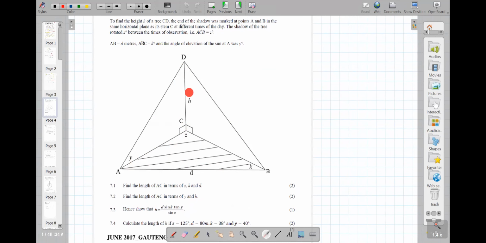See, it says that there's a tree, CD, so D is the top of the tree, and the shadow was marked at points A and B in the same horizontal plane. So from C, AB will be the shadow at different times of the day. The shadow of the tree rotated Z degrees between, so that angle is Z for the rotation of the shadow. Okay, that's fine. And then what else? D is the distance AB. K is the angle ABC, so this angle is K, that is given. That's fine. And Y is the angle of elevation. So they already tell us what angle is Y.